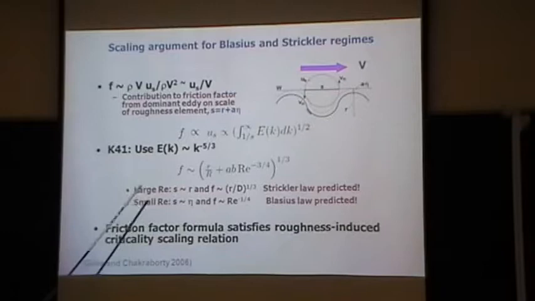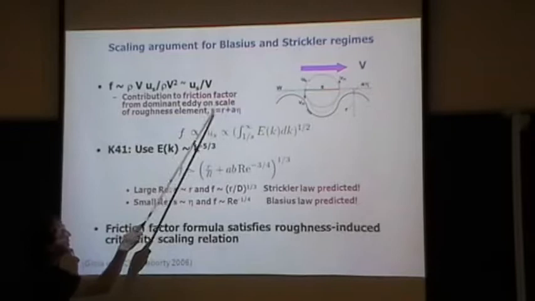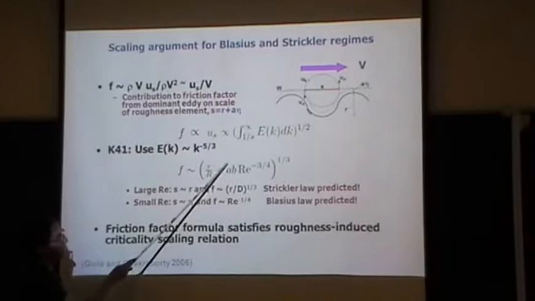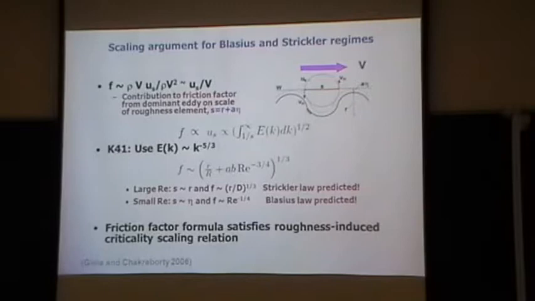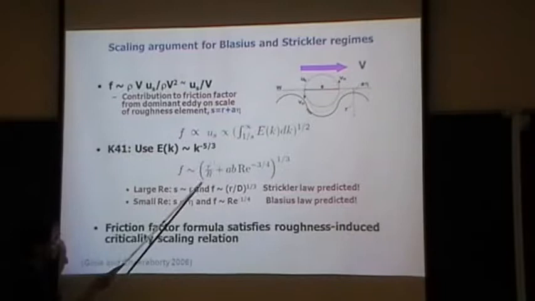And so now you can put in for E of k the Kolmogorov spectrum, k to the minus 5/3. You can integrate k to the minus 5/3 up to this limit, take the square root, and the formula that you get is that f goes as roughness plus some constants times Reynolds to the minus 3/4, because remember, the Kolmogorov scale is Reynolds to the minus 3/4. And then this is all raised to the power 1/3, which comes from doing that integral. So what this says is that at very large Reynolds numbers, the Kolmogorov scale is very small, and the important scale for determining the momentum going into the flow is the roughness. So this term goes away, this term becomes the important term, and you get roughness to the 1/3.